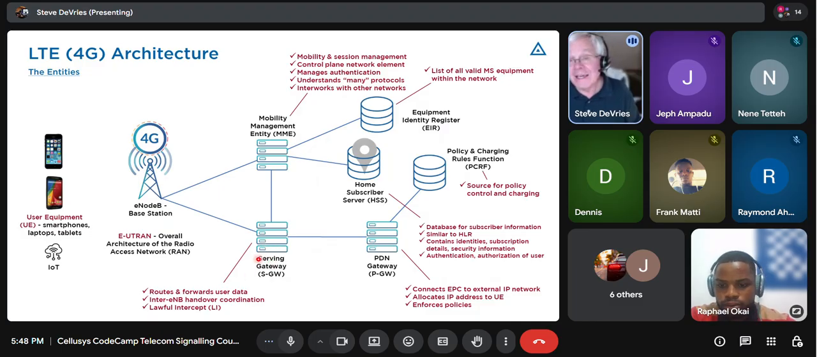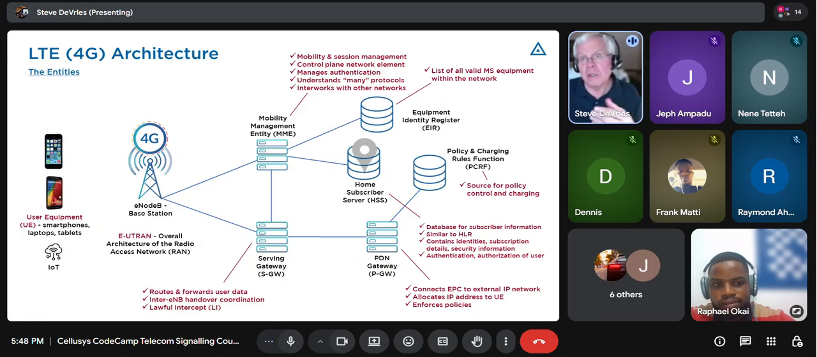It's your inter-eNB. So if you go from one eNodeB to another cell site out here, it's going to be responsible for setting up the new data tunnel here. So that's part of its responsibility. And it's also for any kind of lawful intercept.